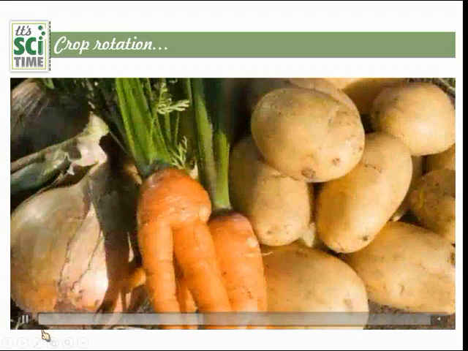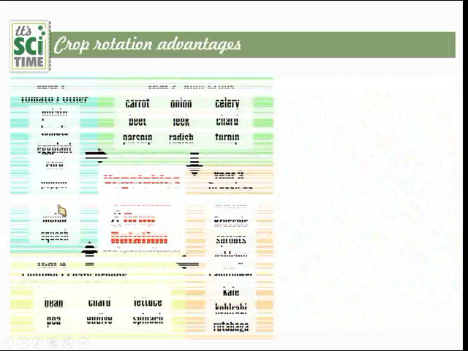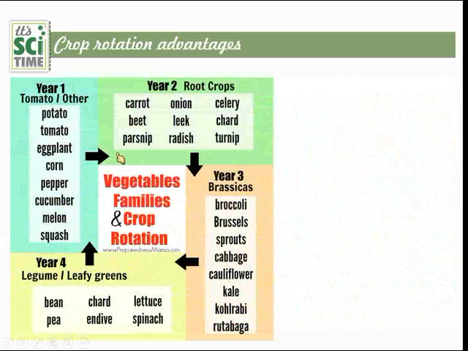We can move on to the advantages here. This is the plan of crop rotation. Year one, the similar set: potato, tomato, eggplant, that type of ones. And year two, in the same field we can grow carrot, onion or celery or such things. Year three, broccoli or Brussels sprouts or such things, cauliflower, cabbages. Year four, bean, chard or lettuce and pea or such things we can grow. Then next season we can go for this again. So 4 years or 4 seasons we can grow different crops.